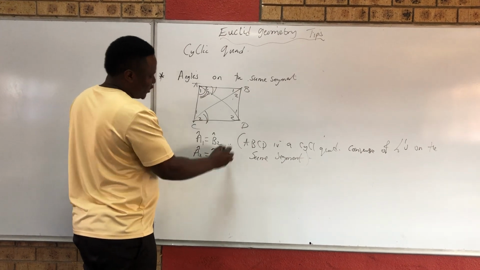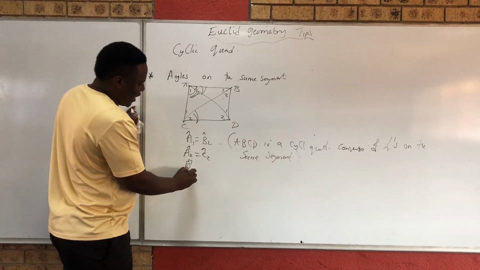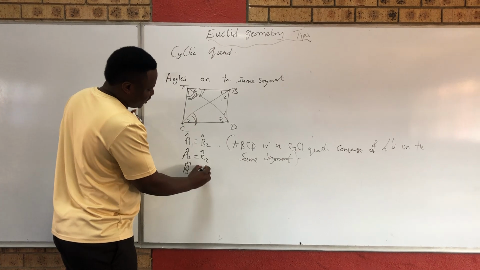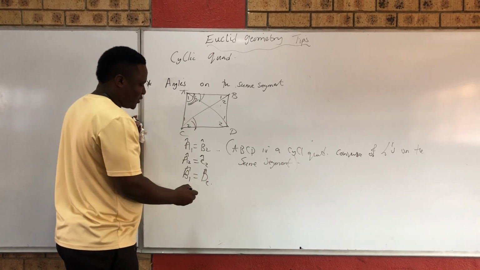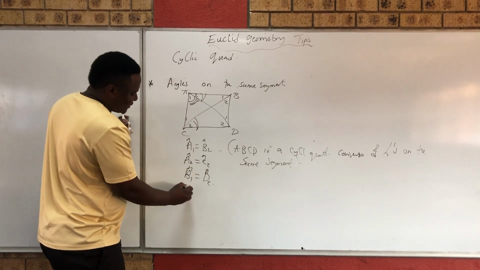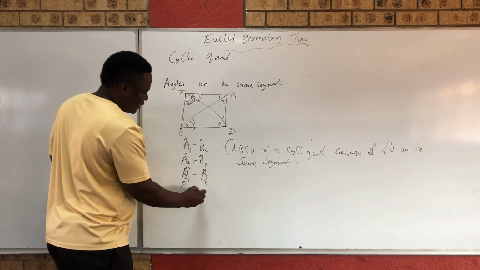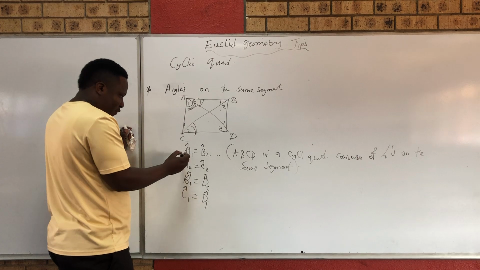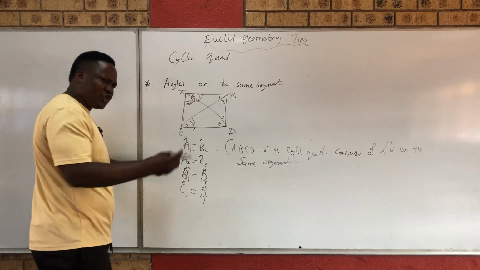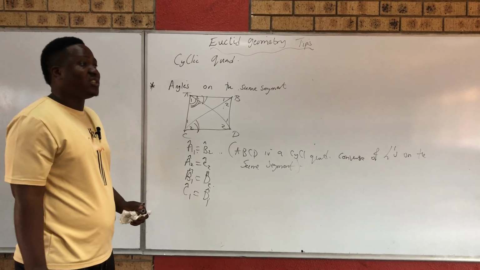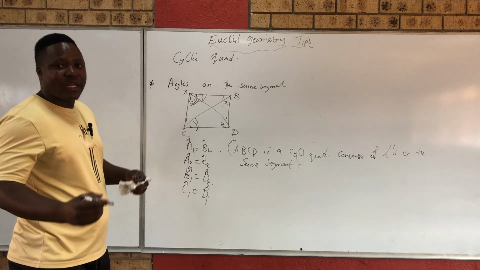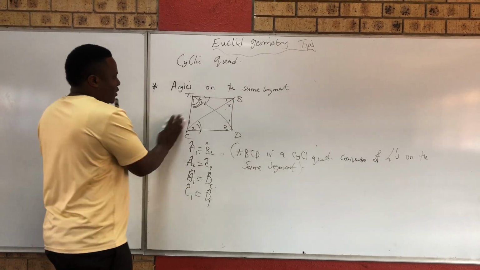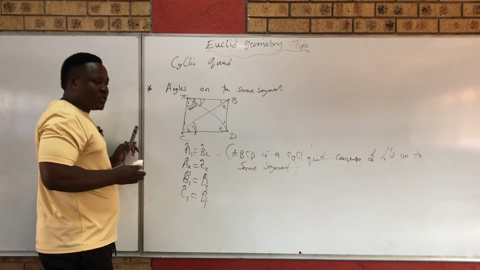And also B1 equals D2. This is still angles on the same segment. And also C1 equals D1. As long as you prove one of these, 1, 2, 3, 4, as long as you prove one of them, then you know that this is a cyclic quad, angles on the same segment. Then we are fine with angles on the same segment.